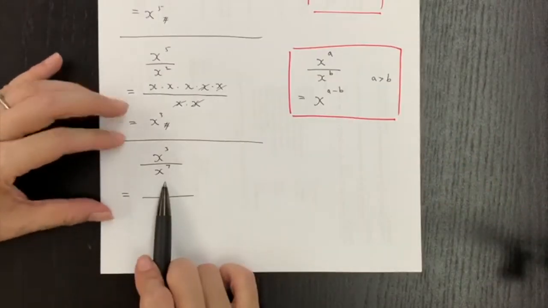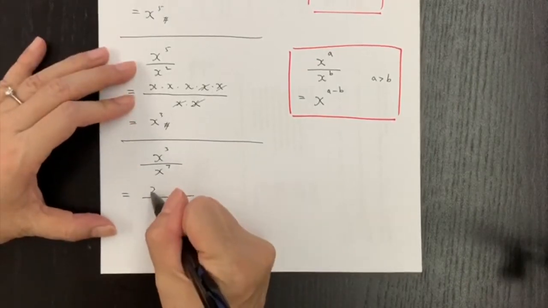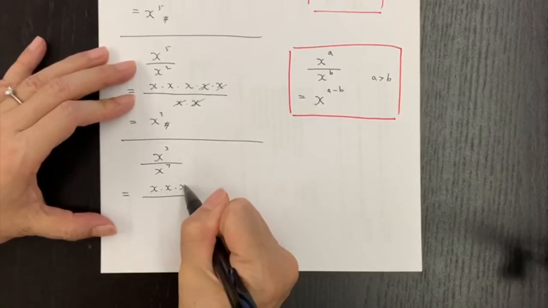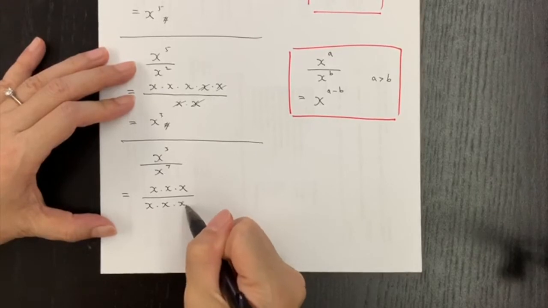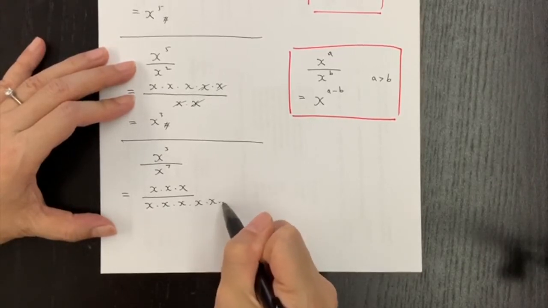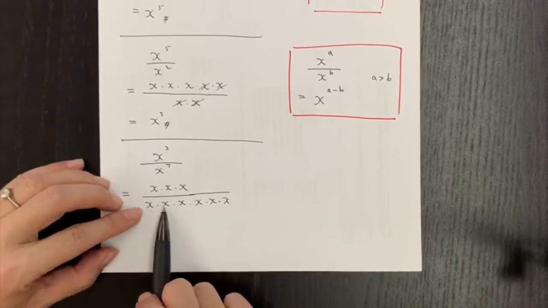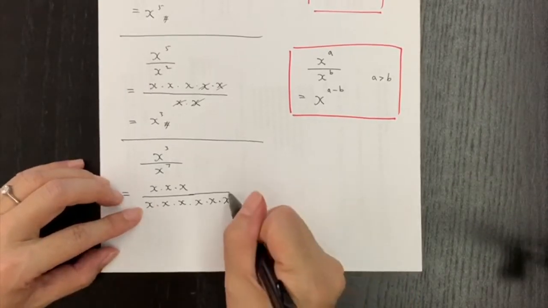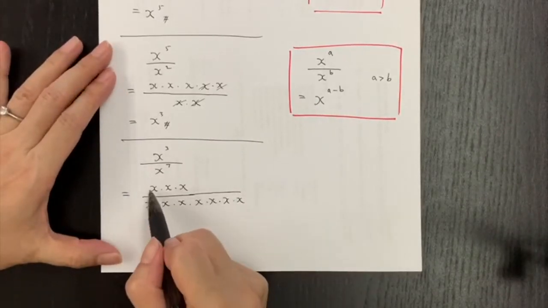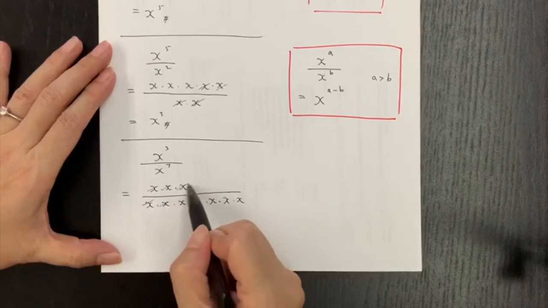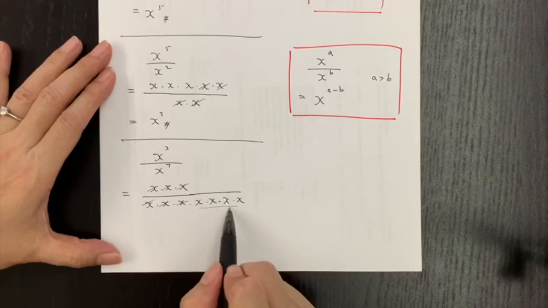Okay, so how about this one? This time we have x to the power 3 over x to the power 7. So on top I have x times x times x, and then divided by x times x 7 times. Let me check, do I have 7 here? 1, 2, 3, 4, 5, 6, and then one more x. So therefore I can cancel out x and x and x. No more. So how many do we have here? Which is x to the power 4.